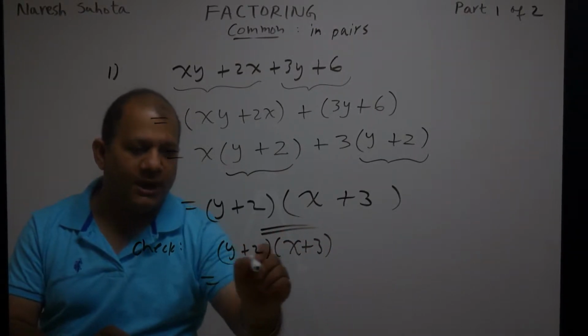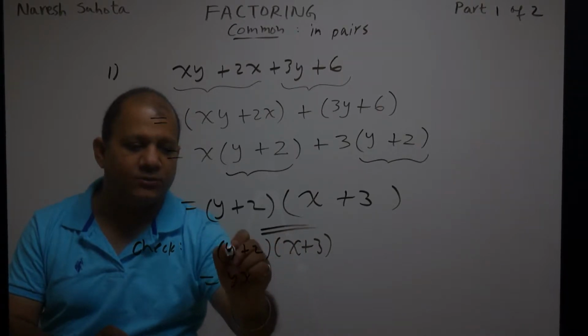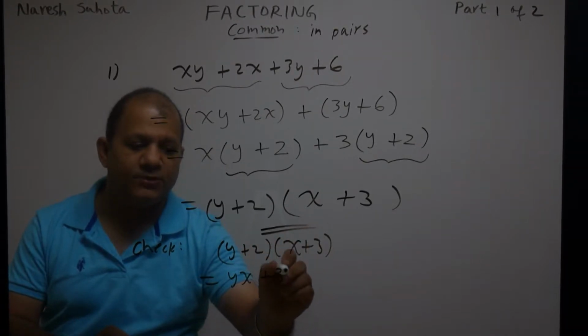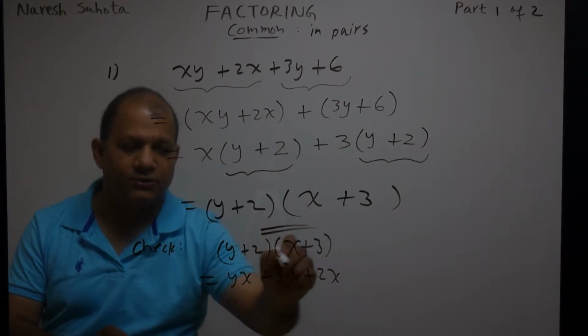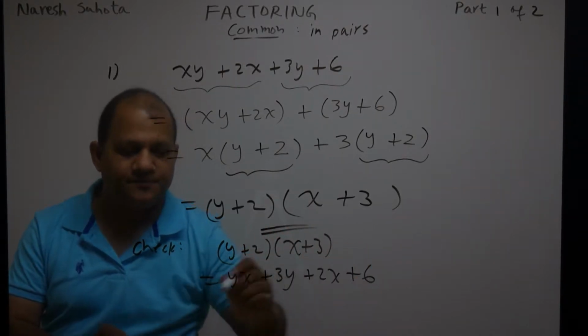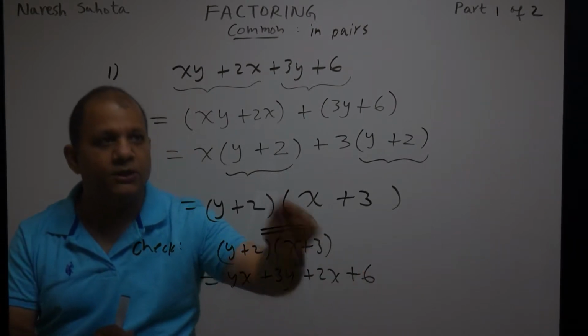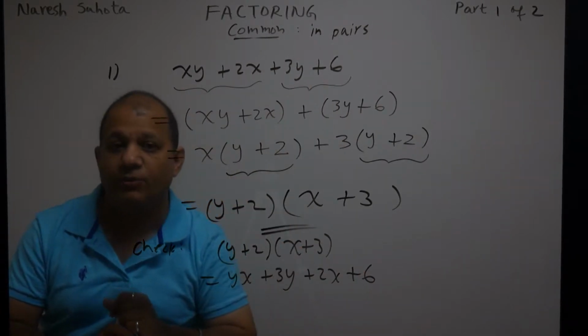So what's y times x? That's yx. What's y times 3? That's 3y. And what's 2 times x? That's 2x. And what's 2 times 3? That's 6. And now compare this with the original question. Is that what we were given?